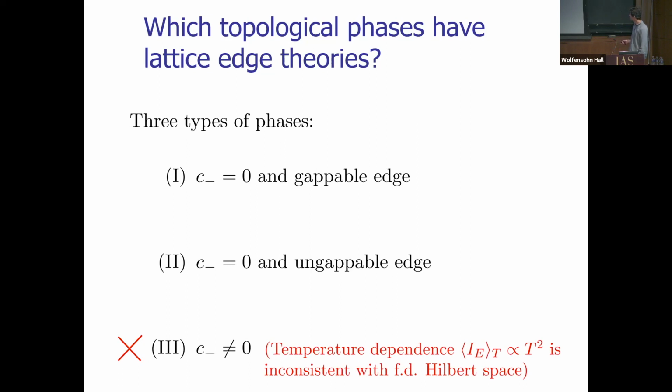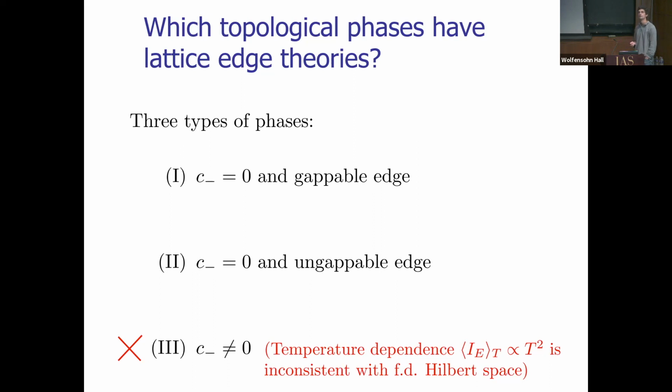Maybe a naive argument, at least, is this. Let me put it another way: a finite dimensional Hilbert space implies that your edge energy current is a bounded operator. So your edge energy current, this I_E, has to be a bounded operator if you're dealing with a lattice edge theory. But if you look at this formula here, it looks like if I make T large, I can make this expectation value arbitrarily large. You can make that argument more precise, but basically those two things are inconsistent. You can't have an energy current that scales like T squared in a finite dimensional Hilbert space, where your energy current is a bounded operator whose expectation value is bounded.